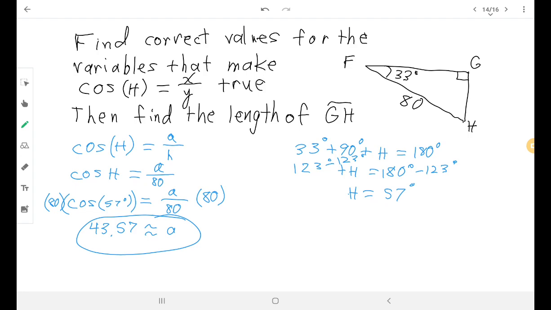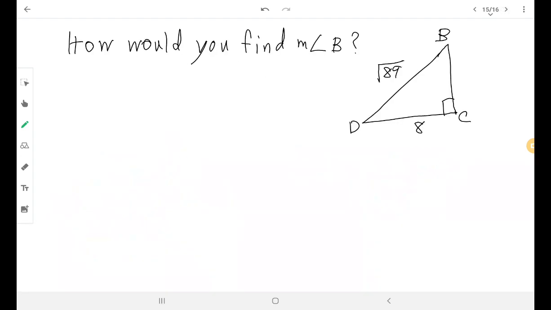All right, let's move on to our next problem. How would you find the measure of angle B? Well, let me redraw this. If I start from angle B and I'm given that length and that length, then 8 is the opposite side, and the square root of 89 is opposite the right angle, so it's the hypotenuse.